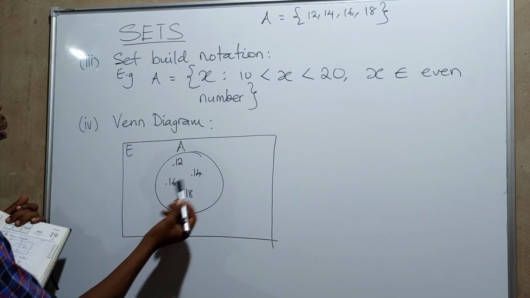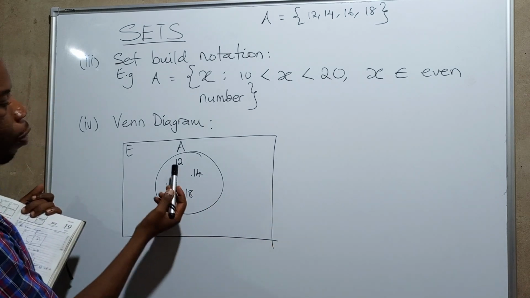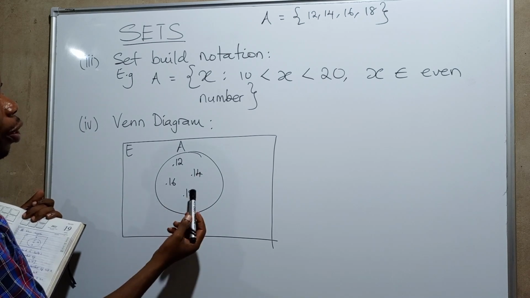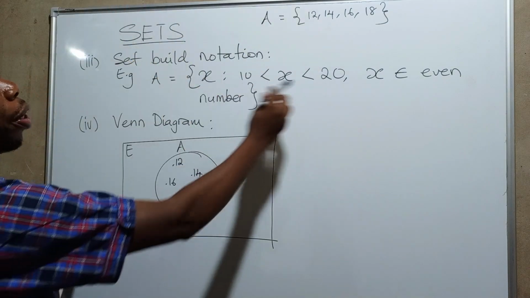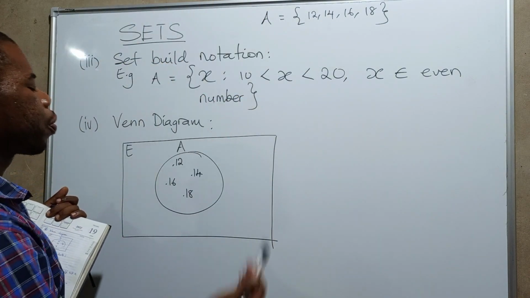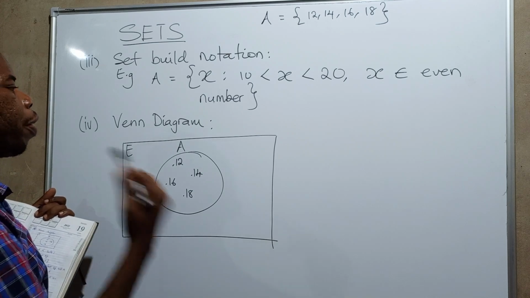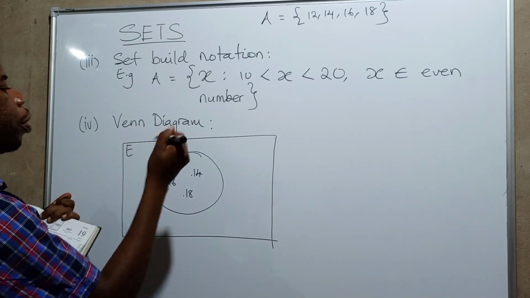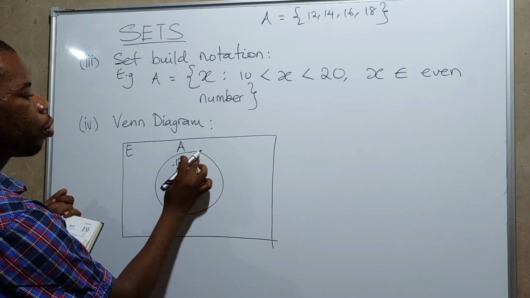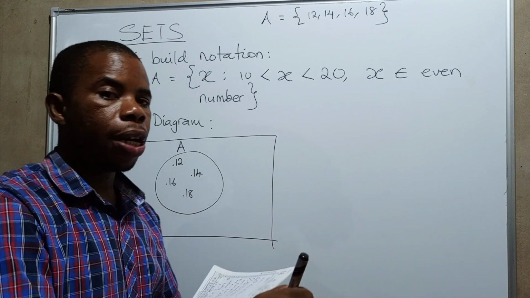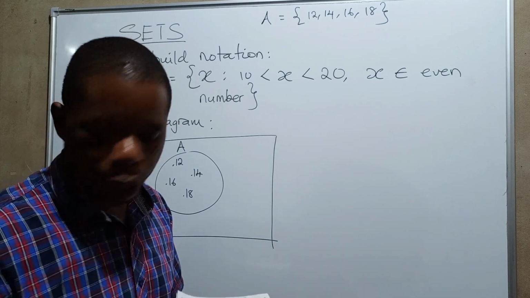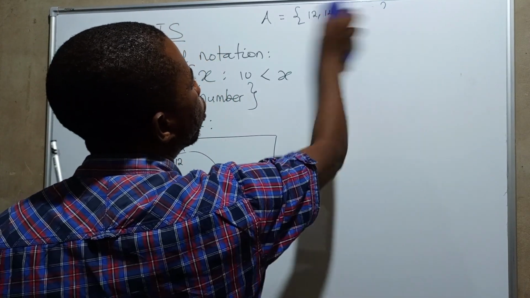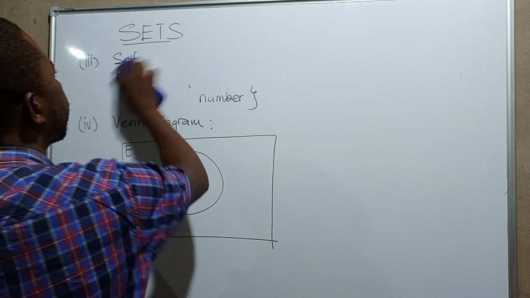It means set A is a set of which elements? Is a set of elements 12, 14, 16, and 18. The same way as that one, the same way where we described set A, a set of even numbers between 10 and 20. So these are just ways you can familiarize yourself, ways in which sets can be represented. Now, let's look at symbols used in sets. Very, very important.